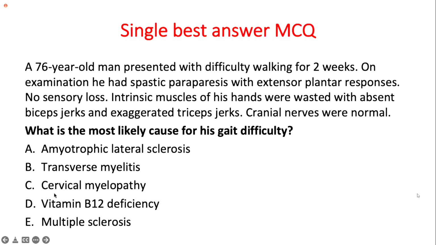Not cervical spondylosis. One of the causes of cervical myelopathy is cervical spondylosis, which is a chronic problem, but there are other causes of cervical myelopathy. All it means is some pathology of the cervical cord. Okay, end of lecture. Any questions?